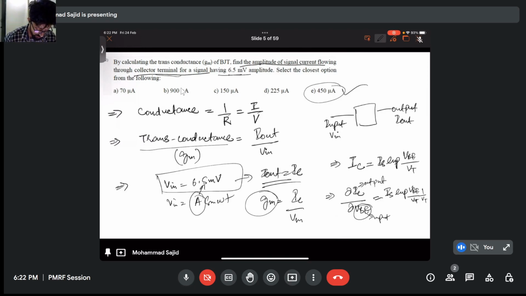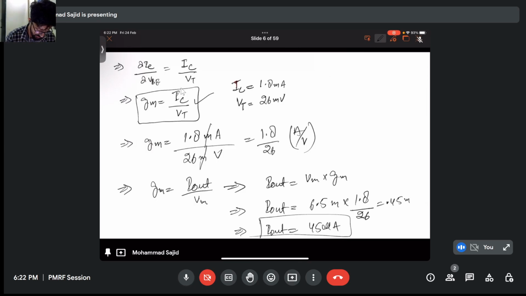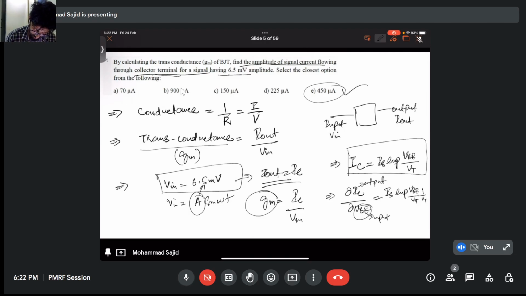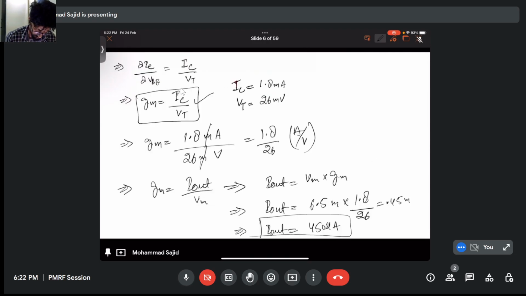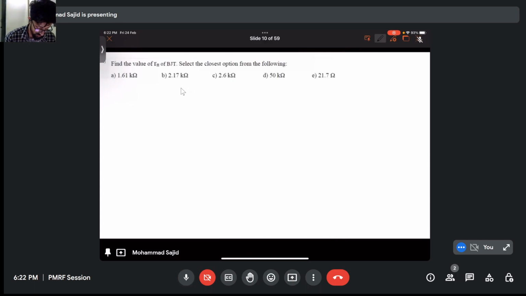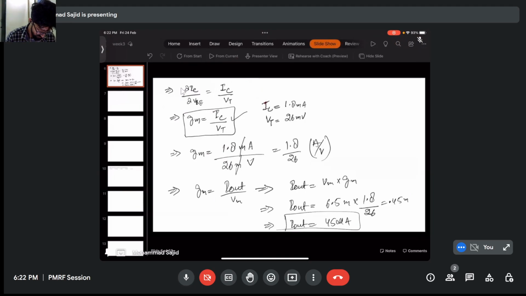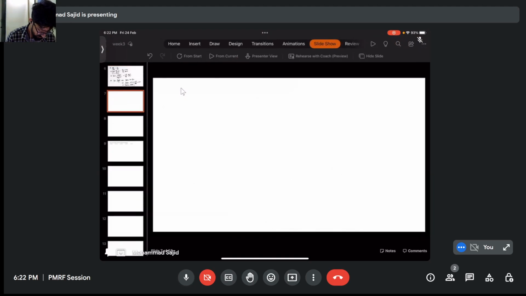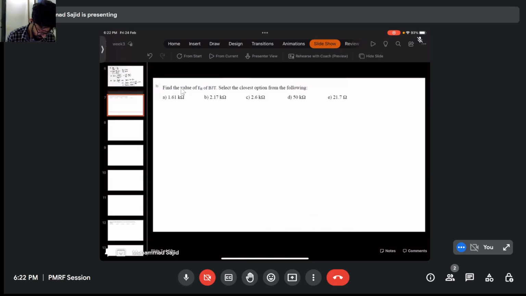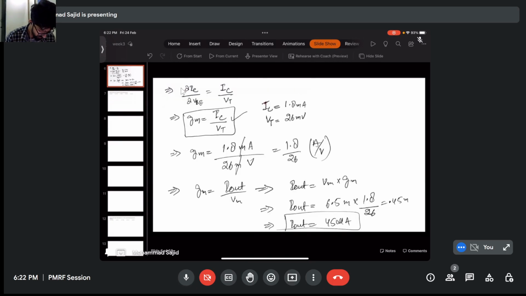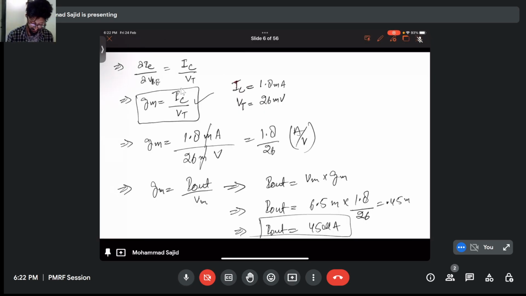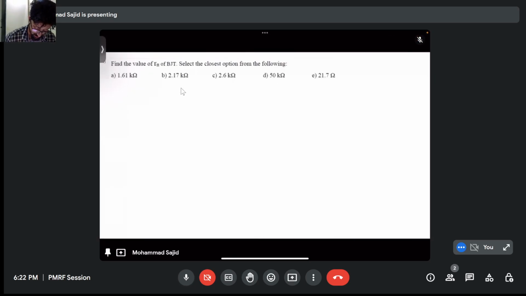Okay, so this is how you calculate Gm of a BJT, and you derived this formula by using this expression. Sorry, actually I had to trace back. It takes time. Okay, next question.